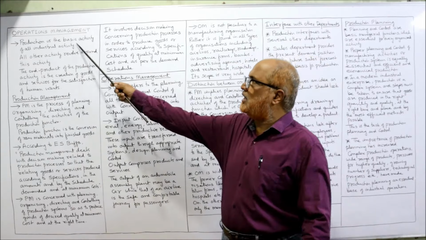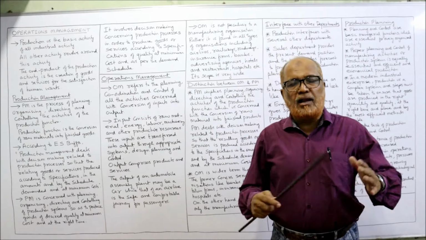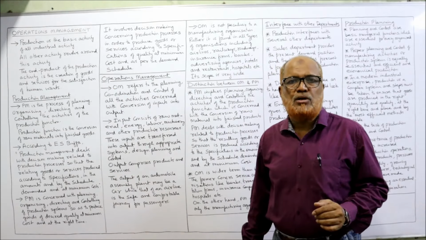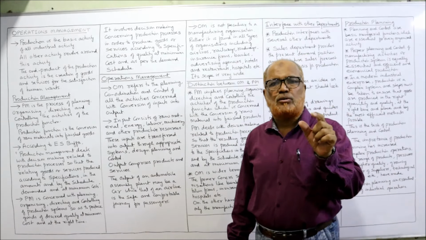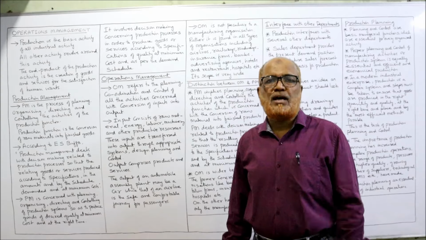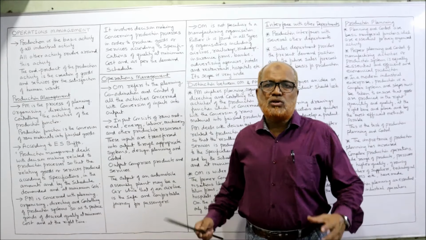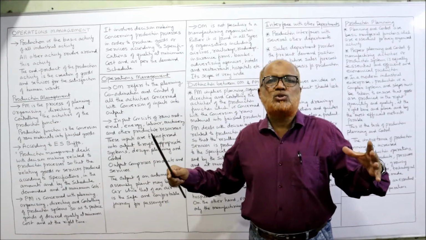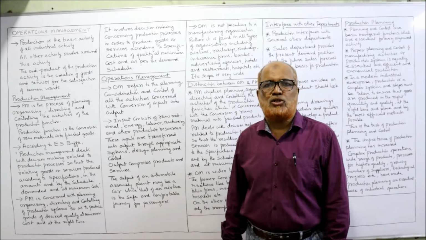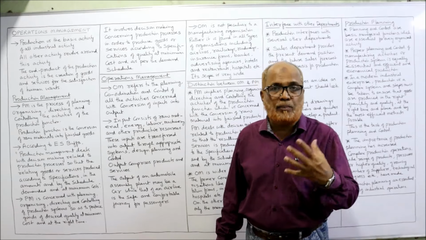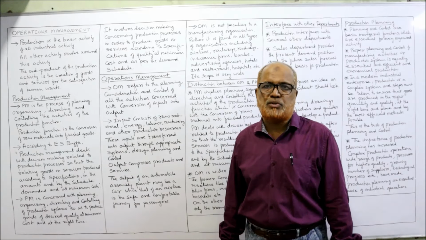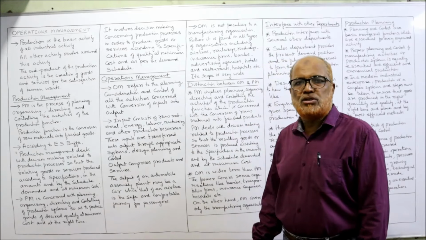Actually, our subject name was operations management. Earlier, the name was production management, but later on, due to some limitations of the topic of production management, operation management has evolved, because operation management has a wider scope than production management. Nowadays, everybody will use operation management, not production management. So what is operation management?